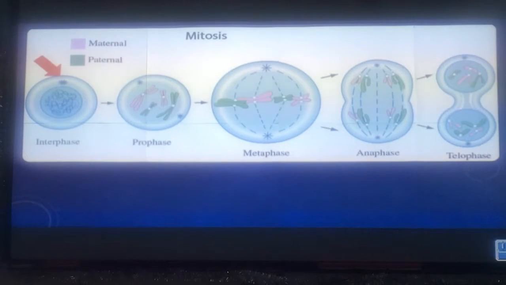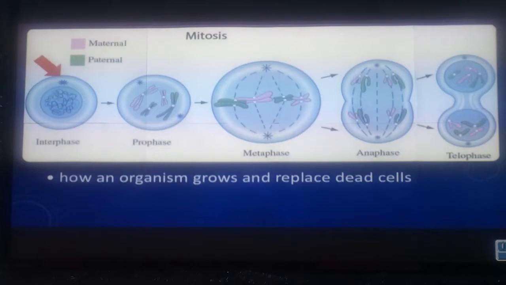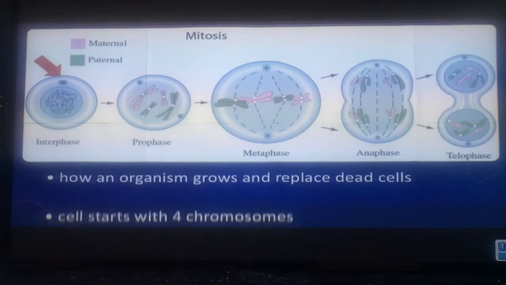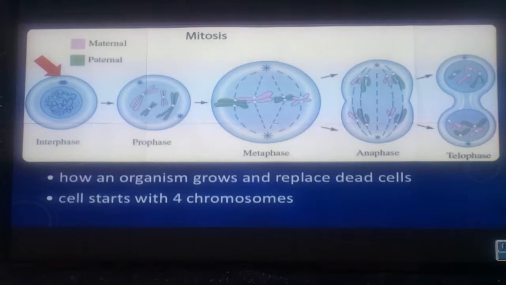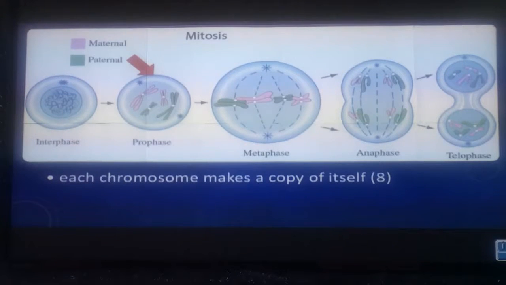Now, everything is made of cells, but cells eventually will die, and they have to be reproduced. Through this example called mitosis, this is how cells will reproduce themselves. You start off with one cell, or what is called a parent cell, and through mitosis, this is how an organism will grow and replace dead cells. It starts off with a cell that has 4 chromosomes, and then each chromosome will make a copy of itself. So now instead of 4, it has 8.